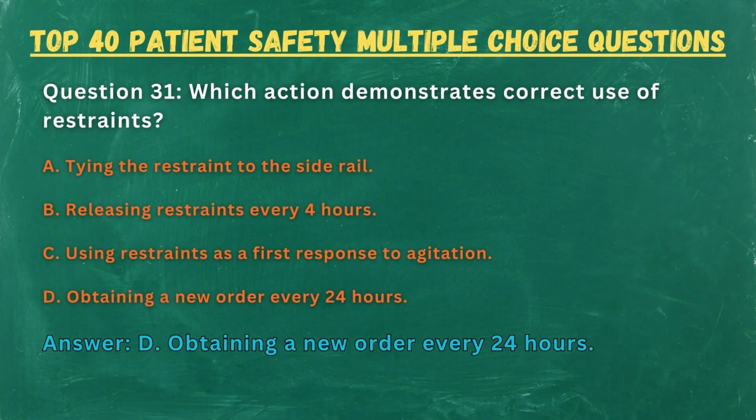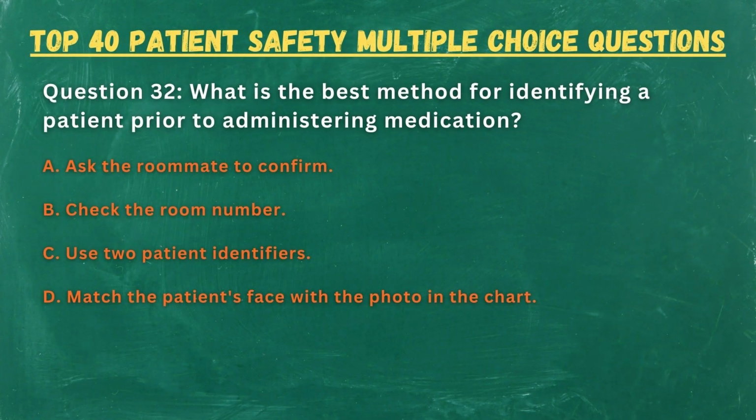Answer: D. Obtaining a new order every 24 hours. Question 32. What is the best method for identifying a patient prior to administering medication? A. Ask the roommate to confirm. B. Check the room number. C. Use 2 patient identifiers. D. Match the patient's face with the photo in the chart.